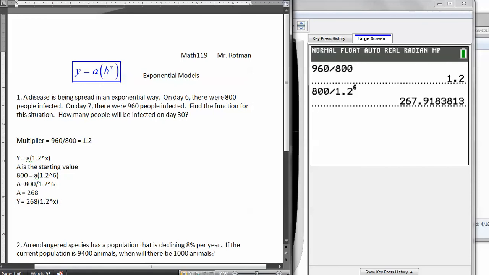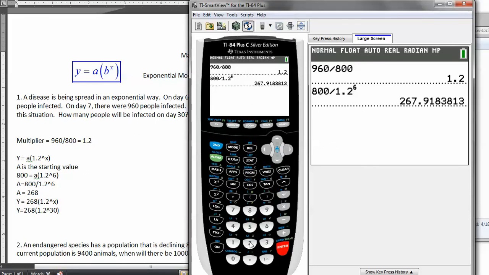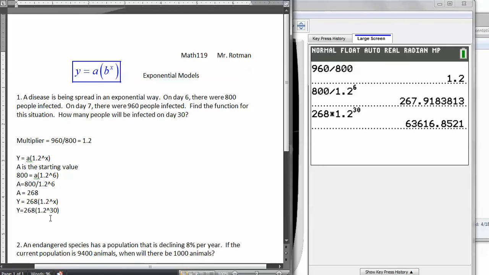This is our exponential model. To do the second part of the question, how many will be affected on day 30, we substitute in the 30 for the x value right here. We'll go over to our calculator and type that in. 268 times 1.2 to the 30th power. We get 63,617. So that's a lot of people that get infected, because that's what happens with a disease.